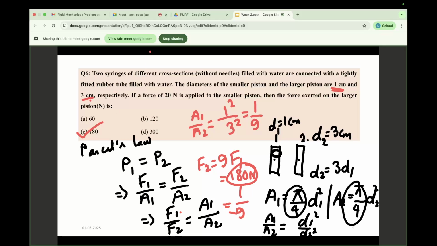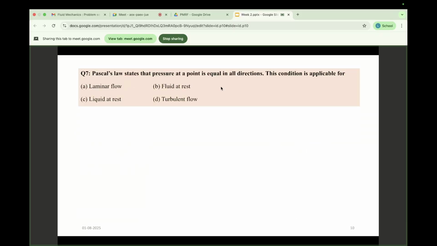So this concept is clear, I hope. Is this concept clear? Yeah, okay. As this concept is clear, a simple question is for you in the next slide. I think you can answer this one easily. So this one is the question.